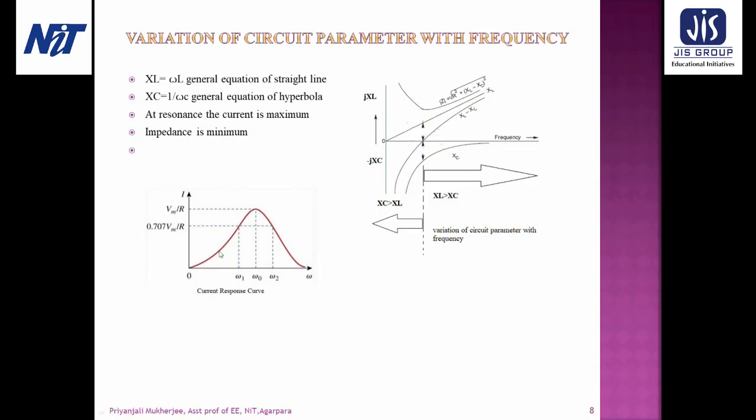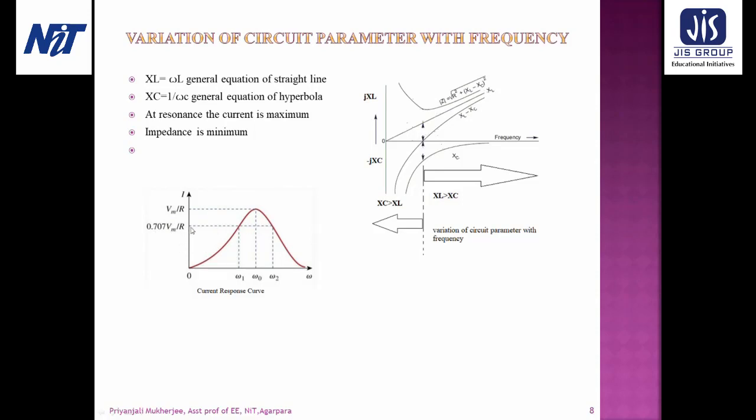Next is the current response curve. On the x-axis omega is varying and I is on the y-axis, and at the resonating frequency the current is maximum, denoted by Vm divided by R. Next we consider two other frequencies, omega 1 and omega 2, identified such that the current here, where the maximum current is Im, becomes Im by root 2, or 0.707 Vm divided by R.